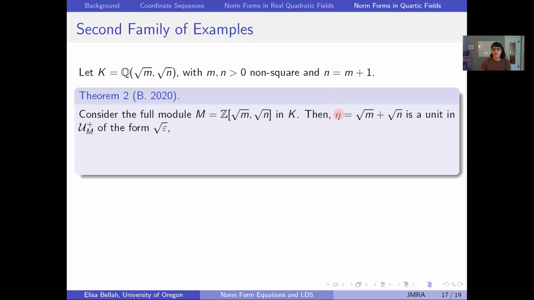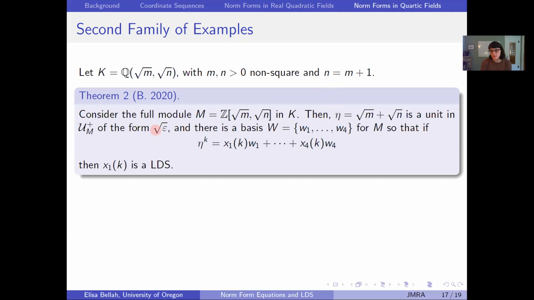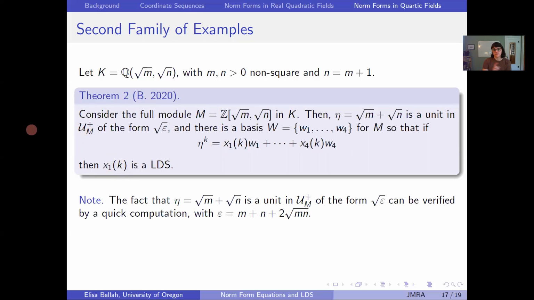then this element eta is a unit in the positive unit group of this module of the form that we wanted. And moreover, there is a basis for this module so that if I write the powers of this unit eta in terms of this basis, the first coordinate sequence is a linear divisibility sequence. Okay, so I'll just say as a note, the first half of this theorem is fairly straightforward. Just the fact that eta being square root of M plus square root of N is a unit in the positive unit group of the form that we want can just be verified by a quick computation with epsilon in this form written here.